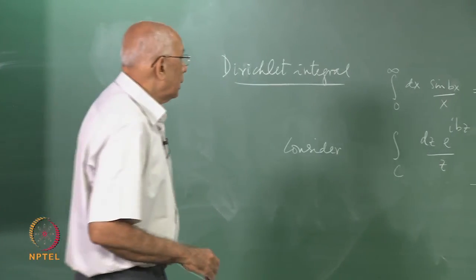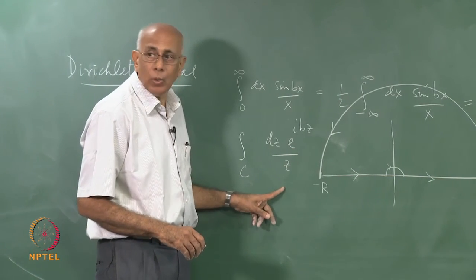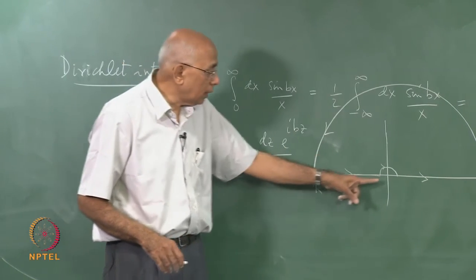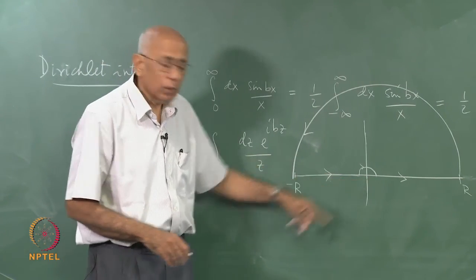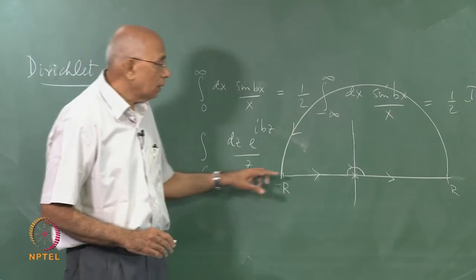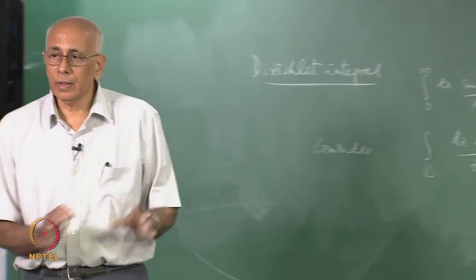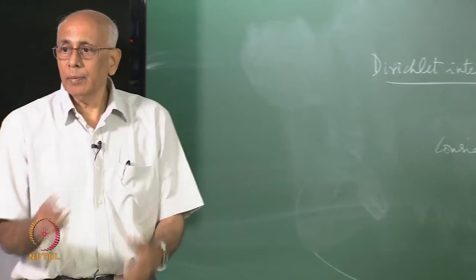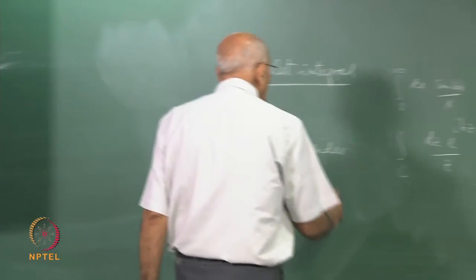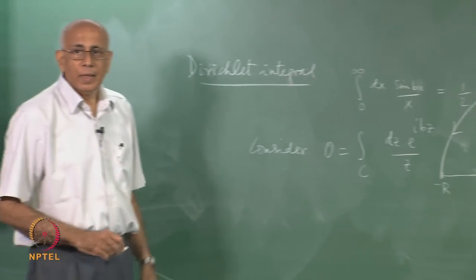Okay. This is an entire function. This has got a simple pole at z equal to 0. So this whole integrand has a simple singularity, a simple pole at z equal to 0, but that is outside my contour. This is a closed contour which lies entirely in the region of analyticity of the integrand, and by Cauchy's theorem this integral is 0.